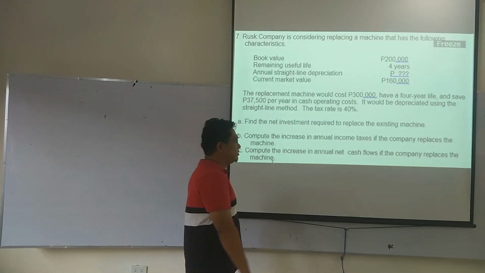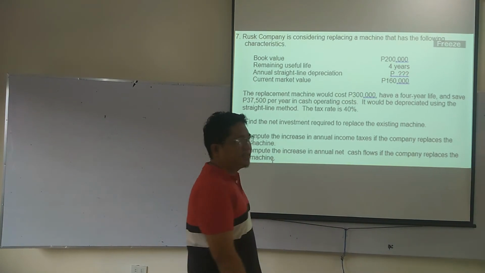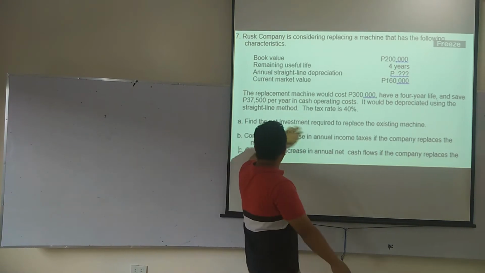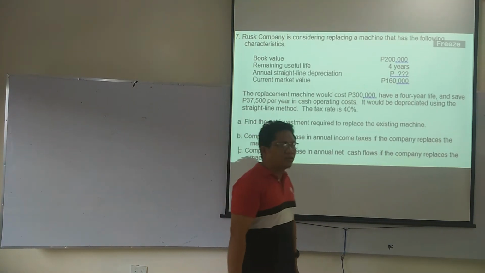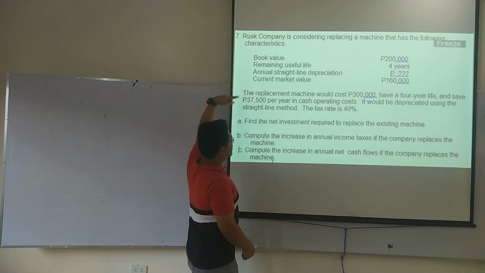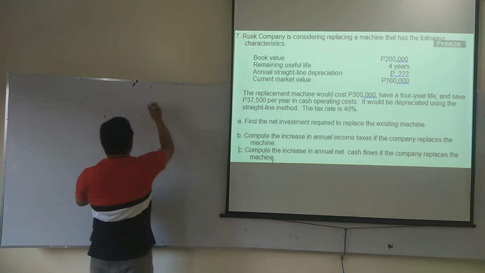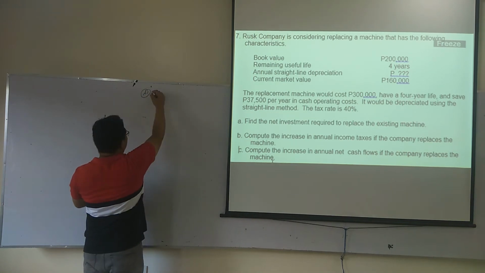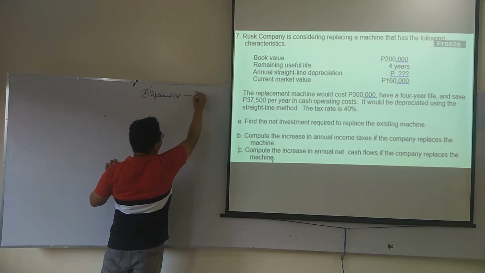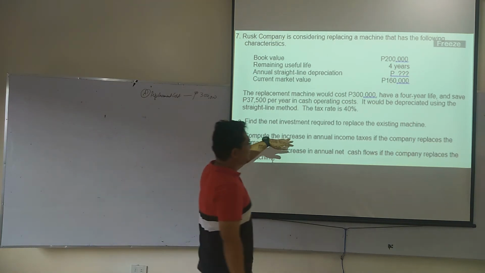Problem 7. A company, RAS company, is considering replacing a machine. Letter A, requirement: find the net investment required to replace the existing machine. If we are going to replace this machine, the replacement cost is 300,000. That's the first thing we are going to consider. The question is the net investment required.